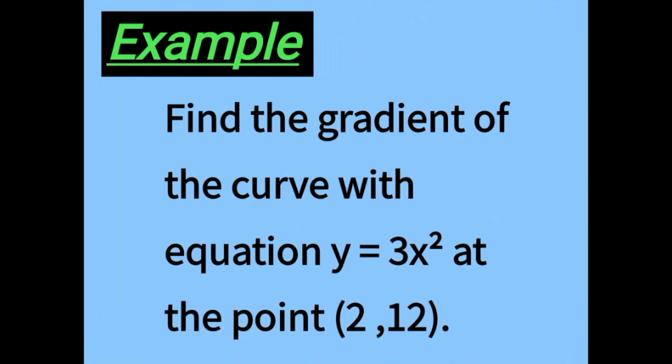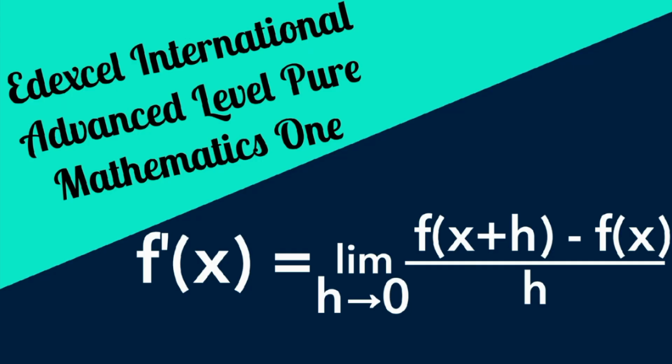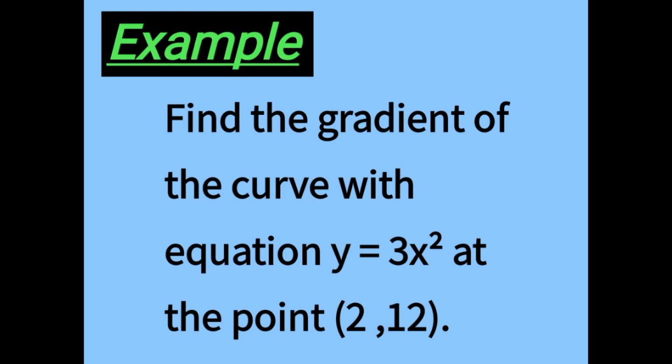Find the gradient of the curve with the equation y equals 3x squared at the point (2, 12). As I said in one of my previous Geomaths videos, the gradient function can be used to find the gradient of the curve for any value of x. Then, in order to find the gradient at this point, first we need to differentiate to find the gradient function or the derivative.